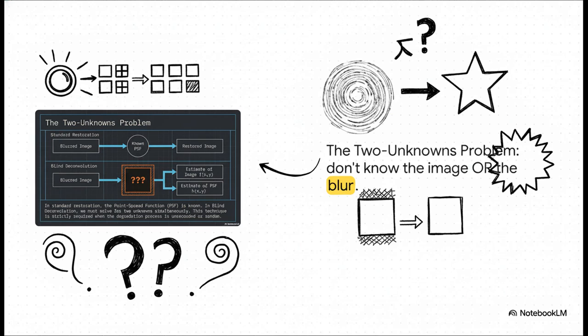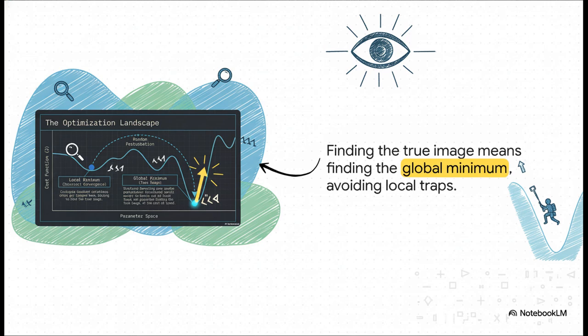Usually, we at least know what kind of blur we're dealing with. But in a situation called blind deconvolution, we have two unknowns, the original image and the blur itself. And we have to solve for both of them at the same time. It's exponentially harder. The best way to think about this challenge is to picture a giant mountain range.